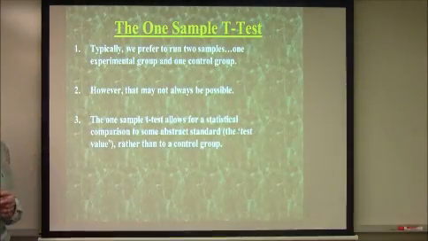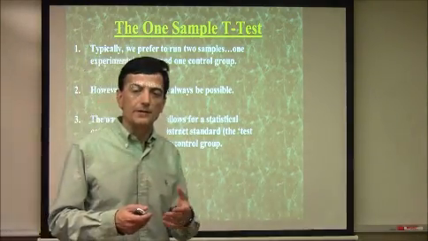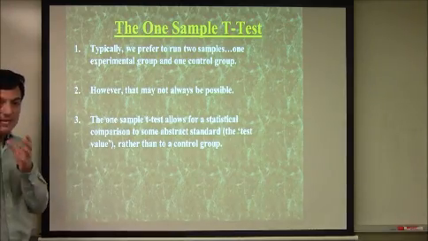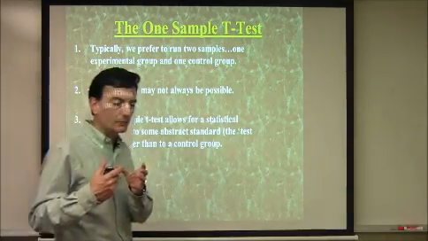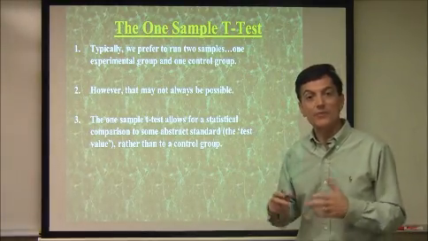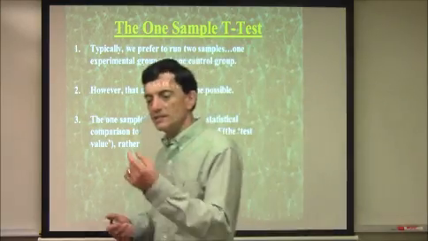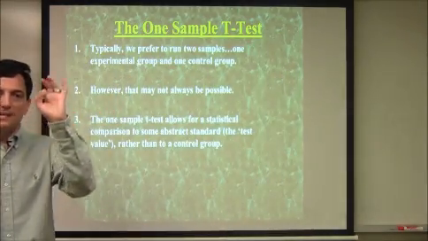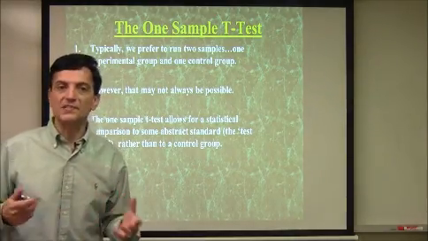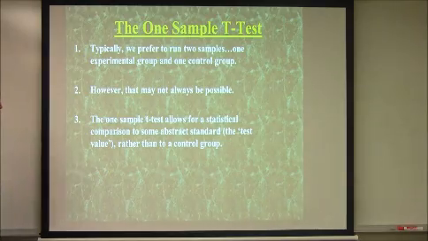Okay, typically we prefer to run two samples, one experimental group perhaps and one control group. However, that may not always be possible. We might have a sample, and we might have some indication of where that sample might be relative to some abstract standard, or some theoretically derived standard, or some earlier empirical investigation. And so we can compare that test value to our sample and see how we do using hypothesis testing, kind of like what we had done earlier for chi-square.